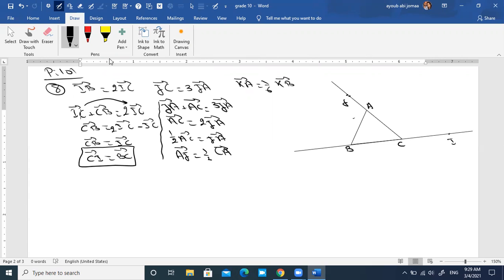Okay. Is that clear? Yes. Yes. Yes. Now for the last one, the same idea. Then here we have to plot point K, where K exists in these two vectors.